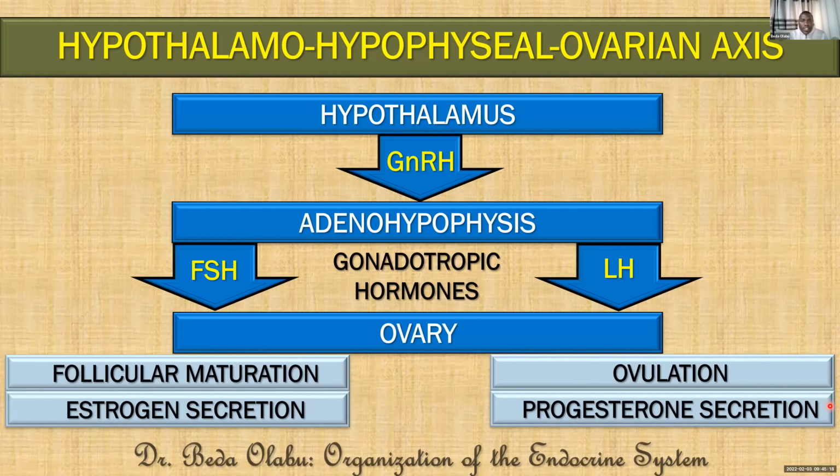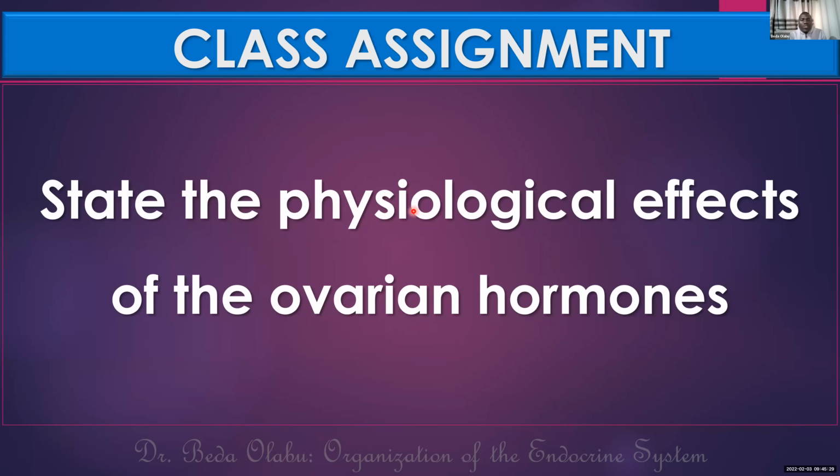Right, so that is the hypothalamo-hypophyseal ovarian hormonal axis. You can, in your own time, look at the physiological effects of the ovarian hormones, both estrogen and progesterone. And you can look at that before pregnancy and during pregnancy, and even after that. So remember, before pregnancy, they are largely controlling the female reproductive cycles. And in an earlier lecture, we must have talked about the female reproductive cycles.